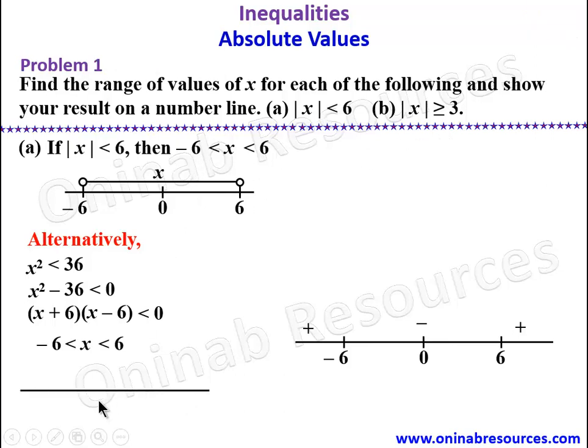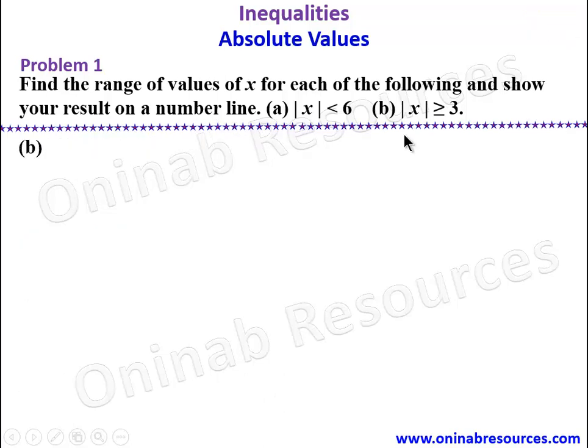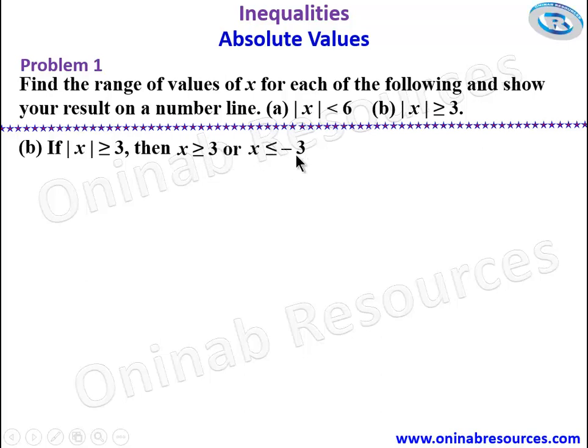The number line is still the same as in the first method, so we have it there. Then we now go to B part of the problem. For B, we have absolute value of x greater than or equal to 3. We say if absolute value of x is greater than or equal to 3, then x is greater than or equal to 3, or x is less than or equal to negative 3. And that is done. So the next thing now is to show the results on a number line.